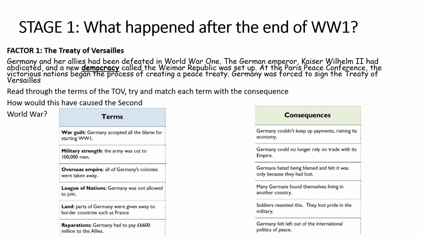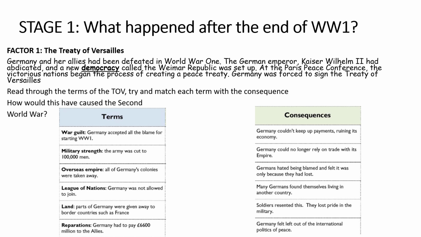Germany was forced to sign that treaty, and this treaty was called the Treaty of Versailles. Okay, now this is a really, really important treaty, and it's seen as quite controversial. There were many arguments about it at the time. Many thought it was very, very harsh on Germany, and it might have been very unfair. Okay, for your first task, I would like to read through the terms of the Treaty of Versailles and try and match them with the consequence on the right.